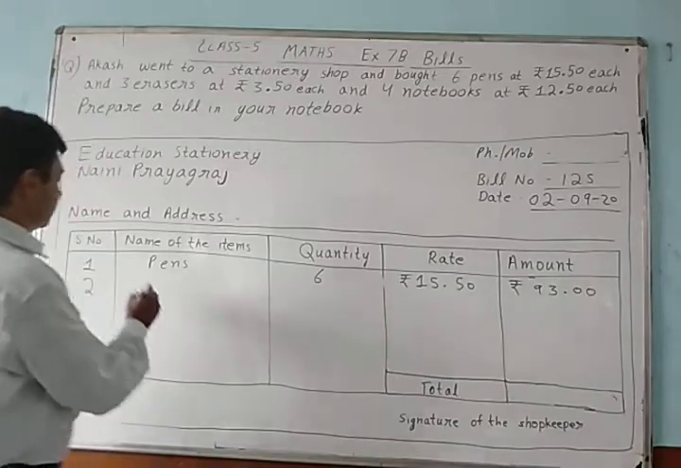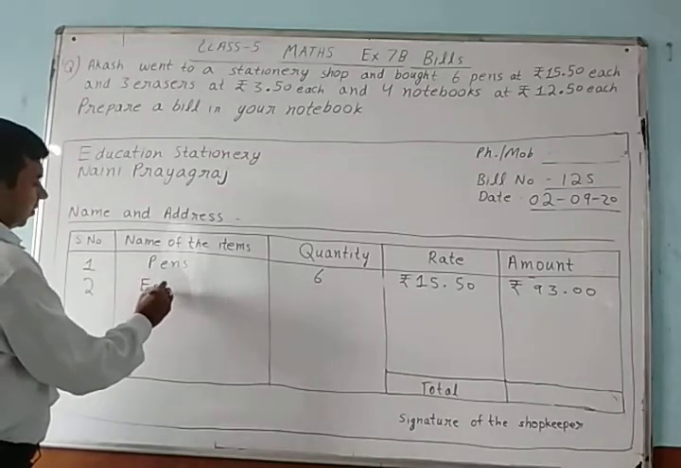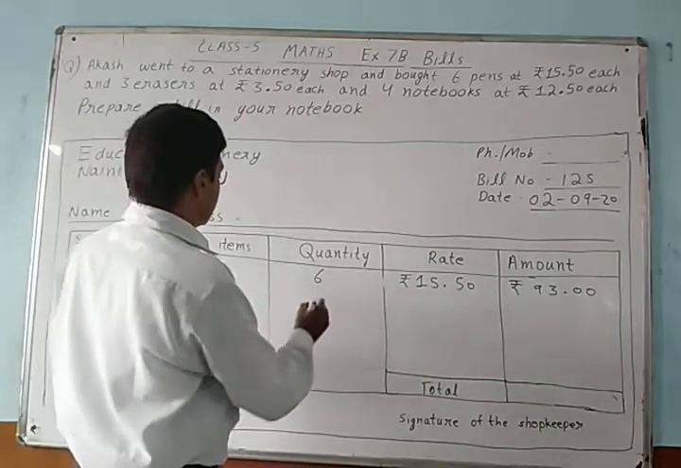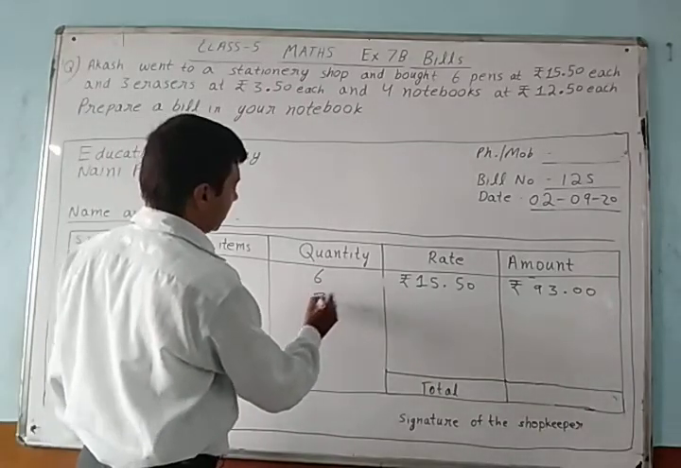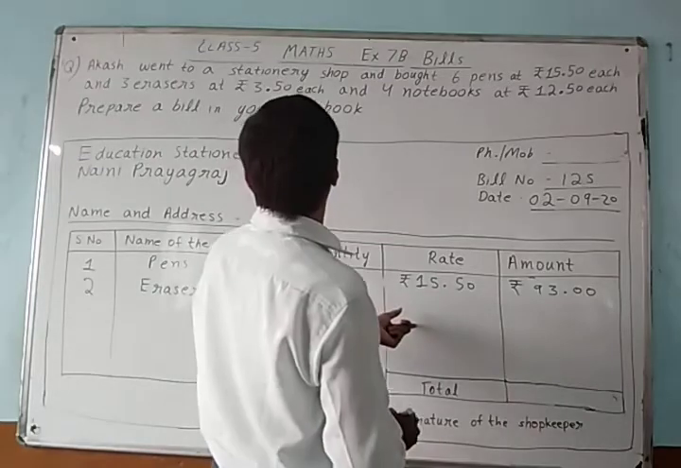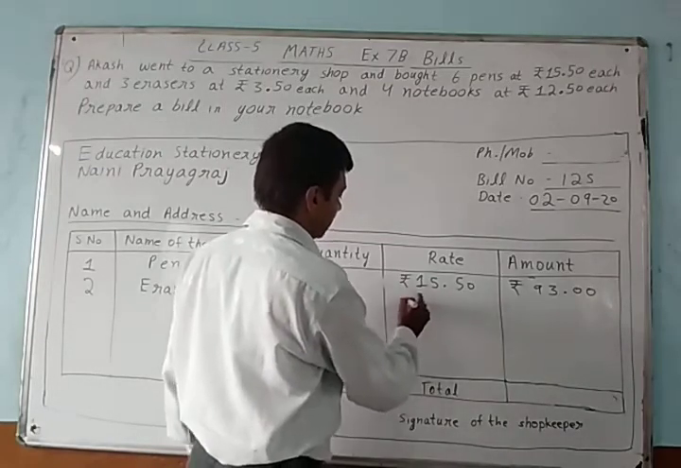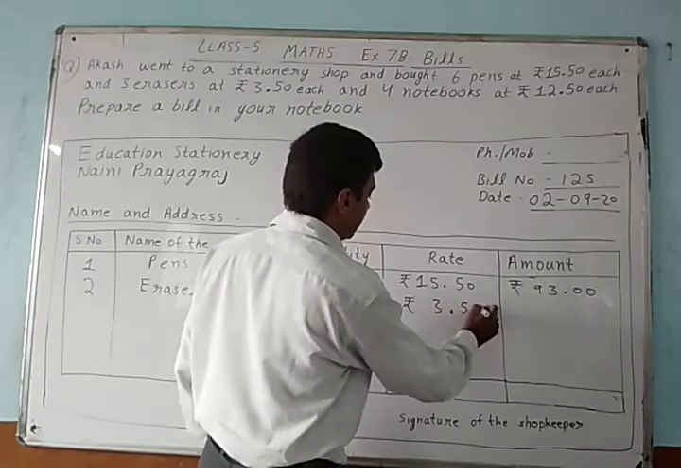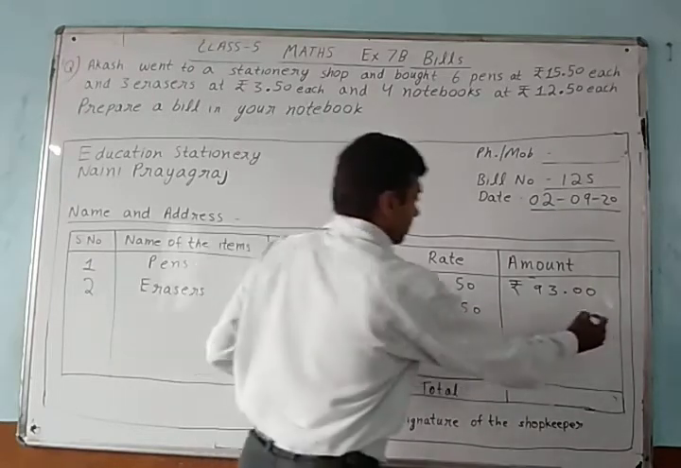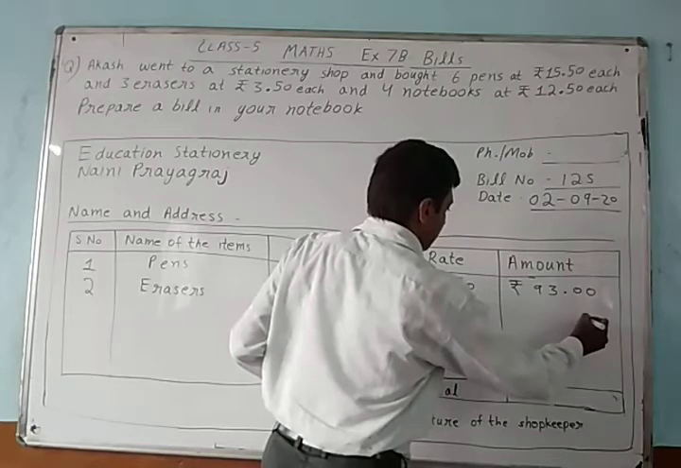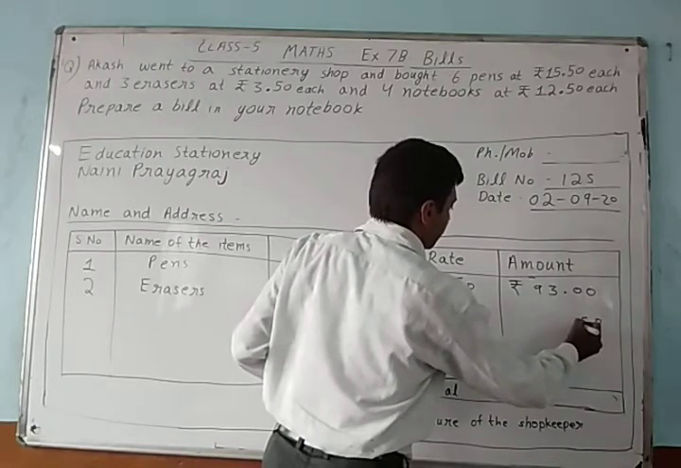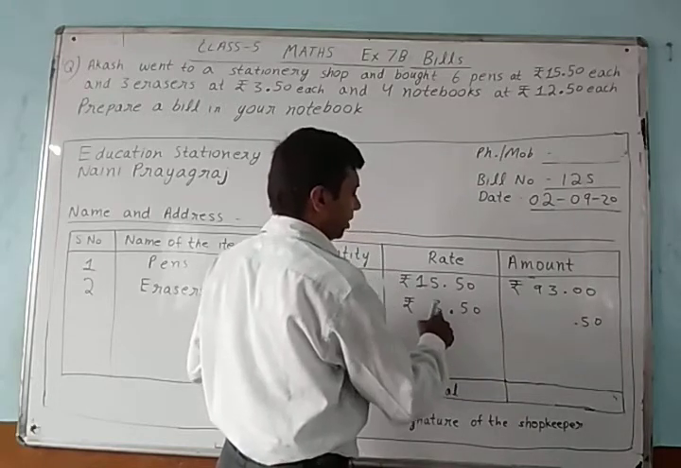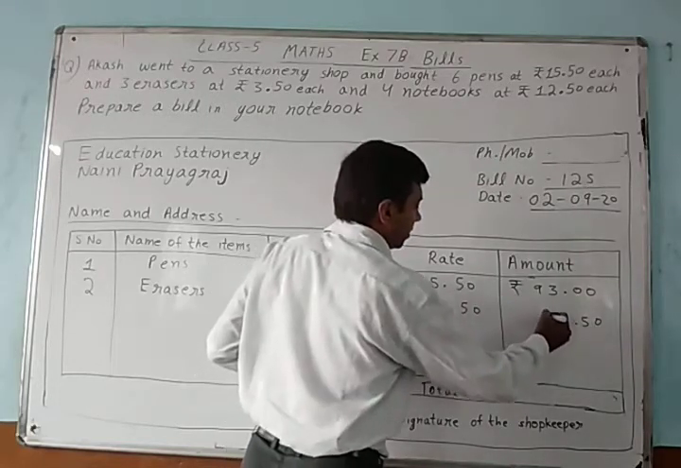Now next, eraser. Quantity 3. Price rupees 3.50. Multiply. 3 times 0 is 0, 3 times 5 is 15, 1 carry. 3 times 3 is 9, plus 1 is 10. So 10.50.